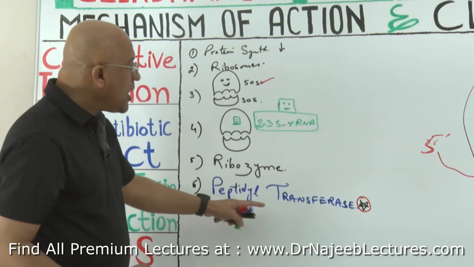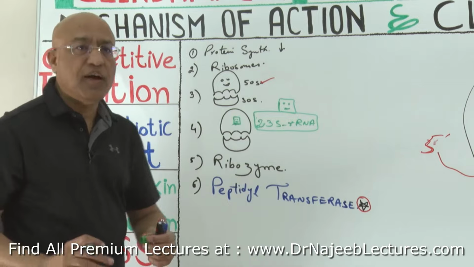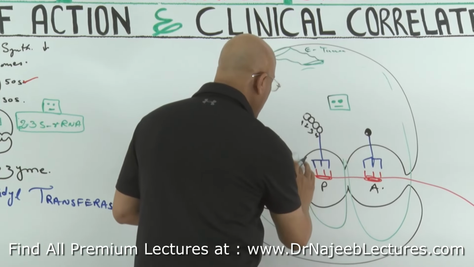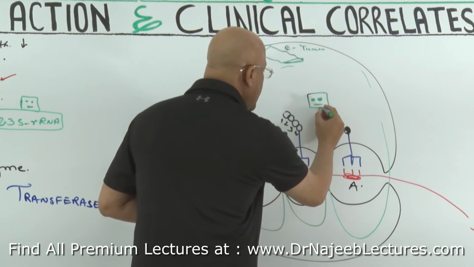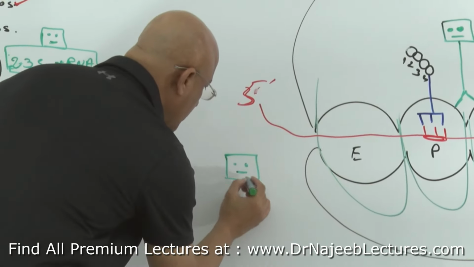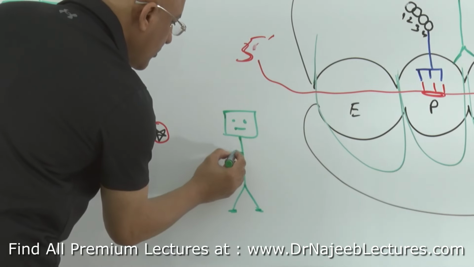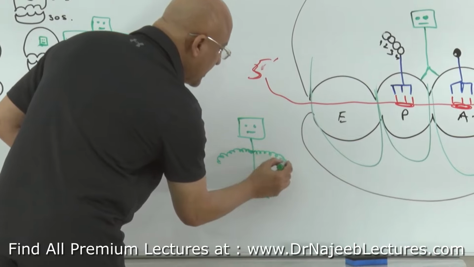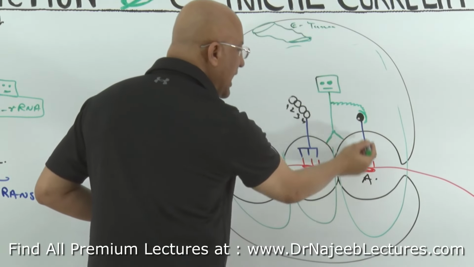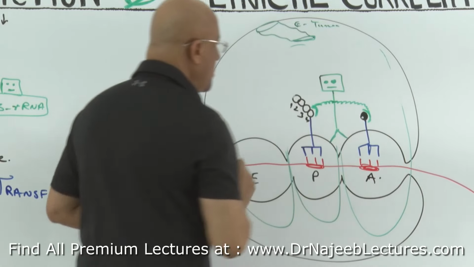We are now going to focus on how this ribozyme, or 23S ribosomal RNA, or peptidyl transferase, works normally and how these drugs inhibit it. Just look at what it is. This is the ribozyme, and I will draw it here just to explain it clearly. It has two special domains. One domain works on amino acyl transfer RNA, and the other functional domain works on the short peptide chain.